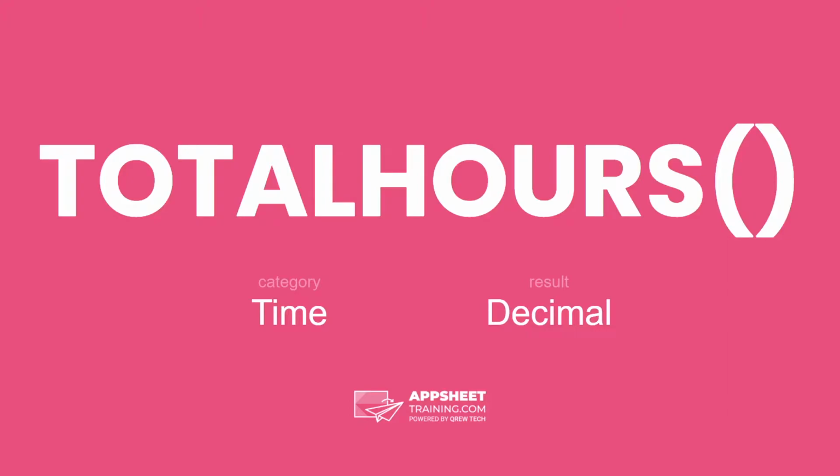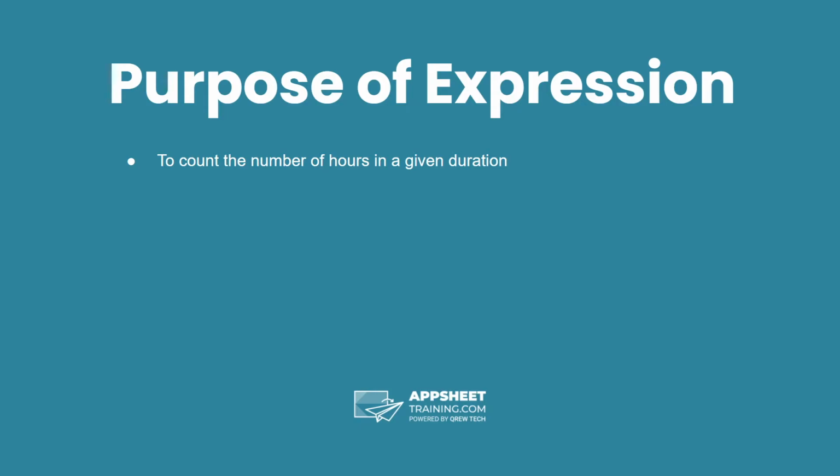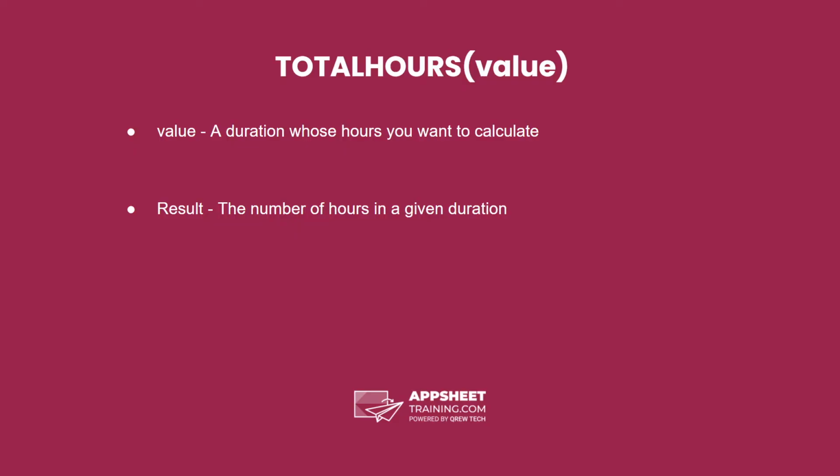The total hours expression is in the category time and has a result of a decimal data type. The purpose of this expression is to calculate the number of hours in a given duration. The total hours expression has one parameter, a duration whose hours you want to calculate. The result is the number of hours in a given duration.